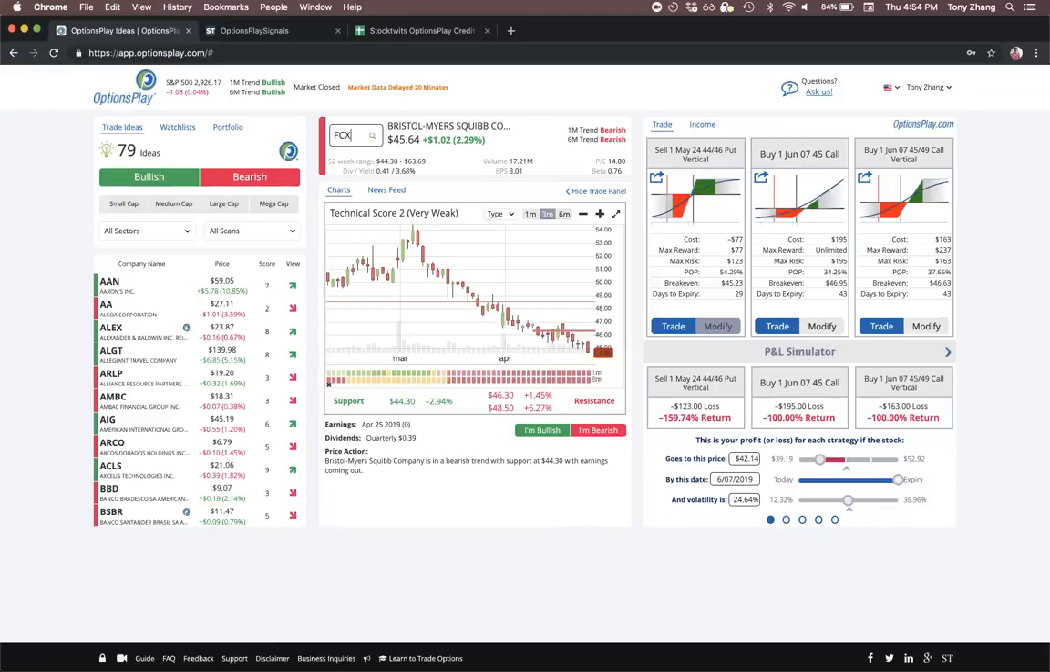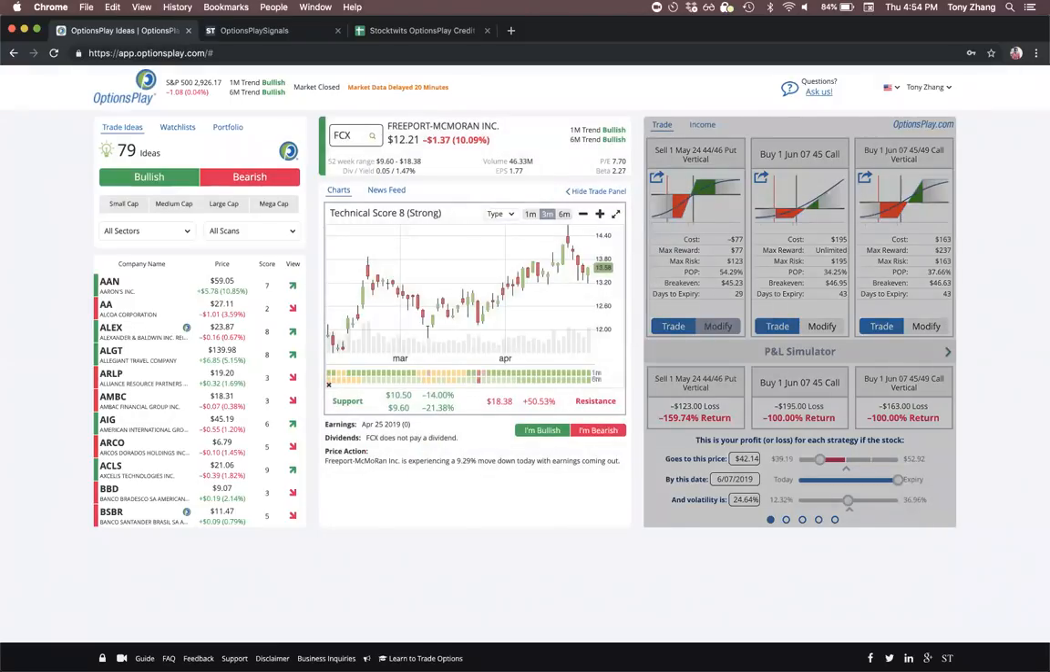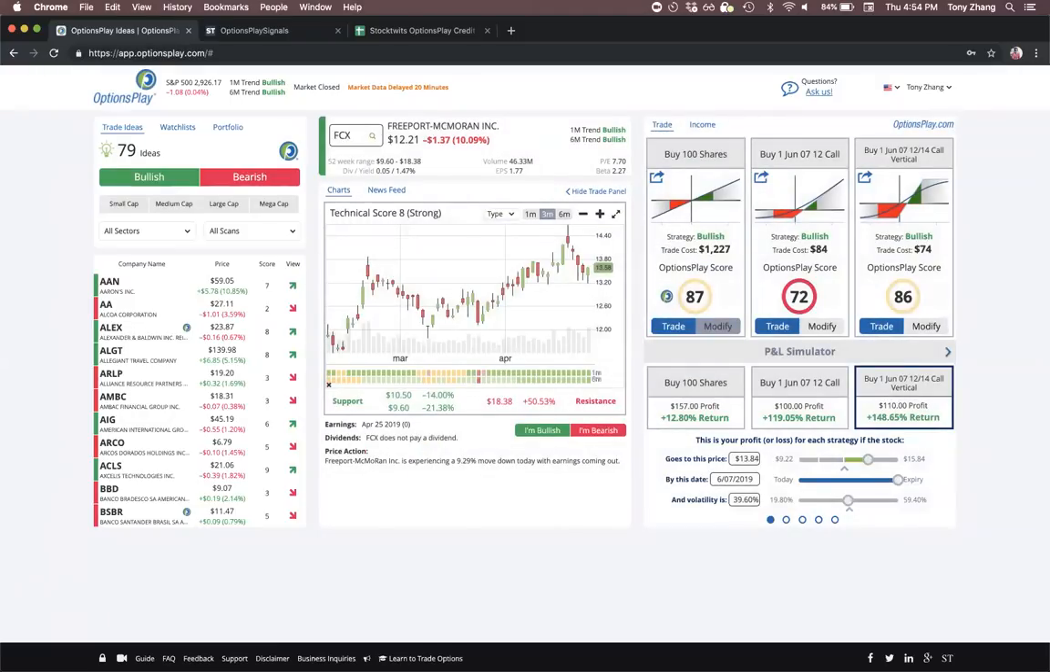So let's take a look at some of the names that you guys are looking for. I forgot to say that if you're going to submit a symbol, please type also whether you're bullish or bearish on it. Sorry, I forgot to mention that.